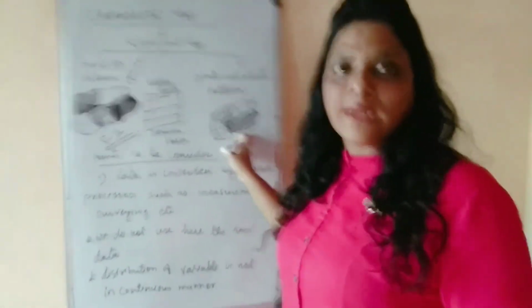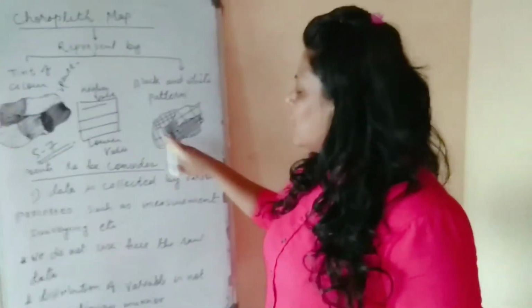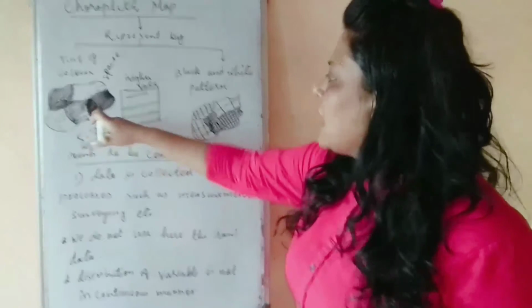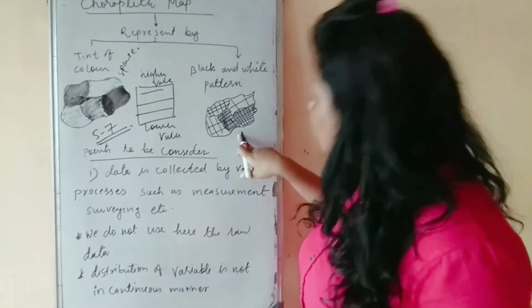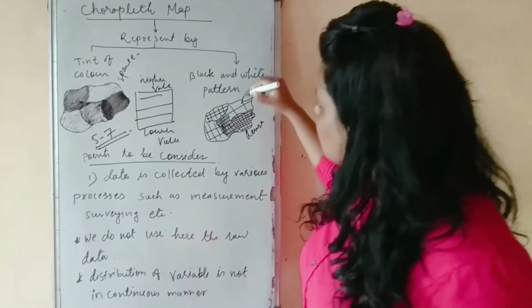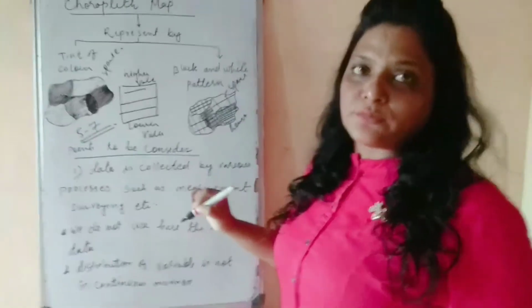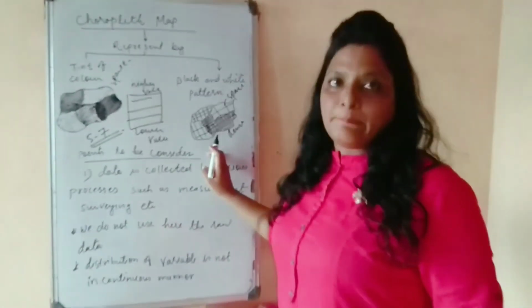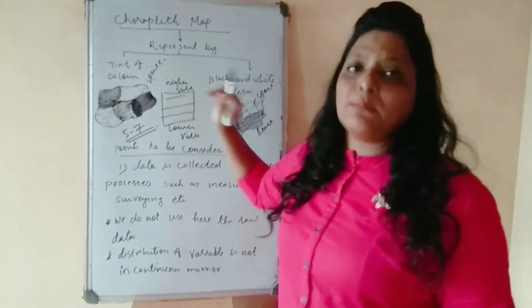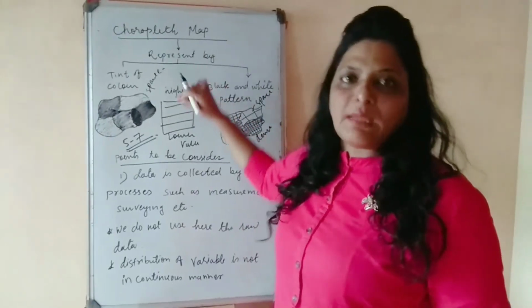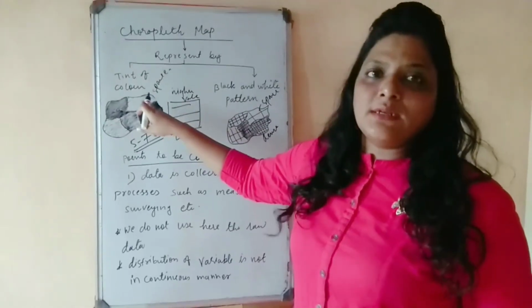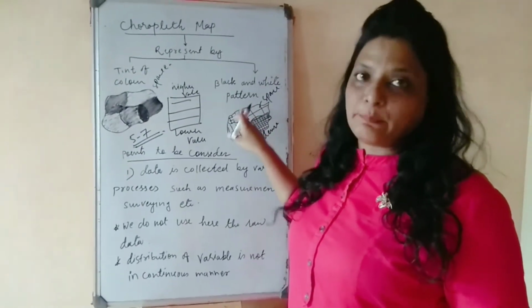Similarly, move to the next. This is the black and white pattern. Here if you observe, I draw this black and white lines pattern, and the same thing that I have done here, I have done here also. Here it's showing it is the dense and it is the sparse distribution. So it is clear now. We can represent the choropleth map by two methods or two patterns. One is the tint of color and another is the black and white pattern.